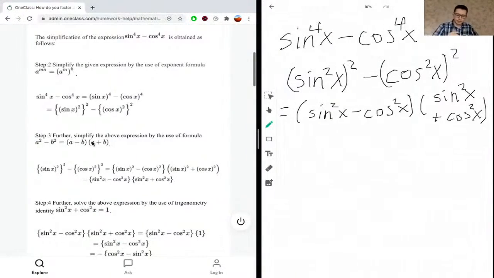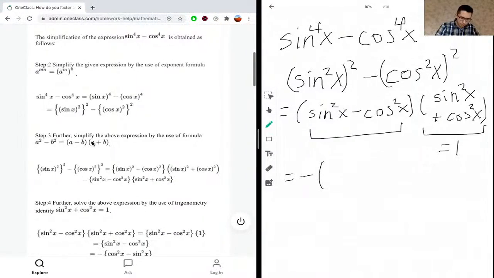Using trig identities, we know sine squared plus cos squared just equals 1. So this simplifies down and we're left with just this component. We have to think of a trig identity that can help us simplify this down even further. We can rearrange this to equal negative cos squared x minus sine squared x. So we just factored out the negative in the beginning.